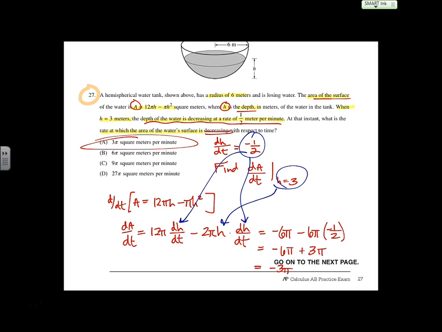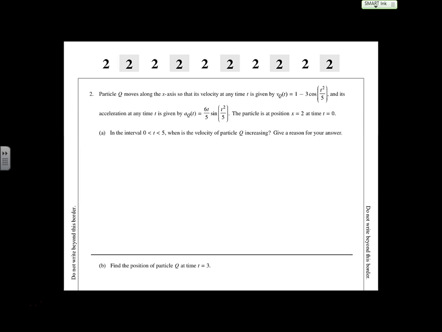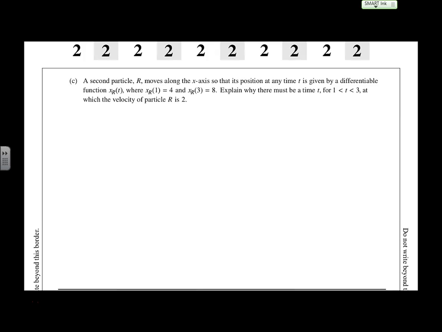It's on number 2C. I just want to show how they used MVT. Oh, got it. It's all in the wording. We know a position at 1, we know a position at 3, and then it says the velocity must be 2. What's the relationship between velocity equaling 2 and position?